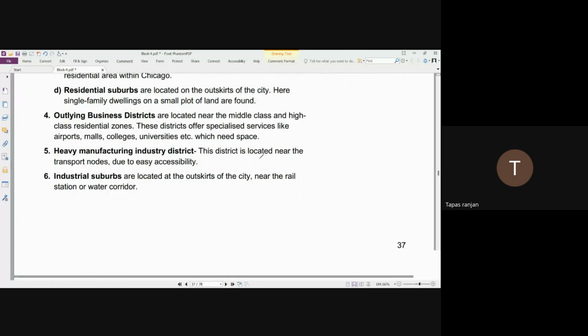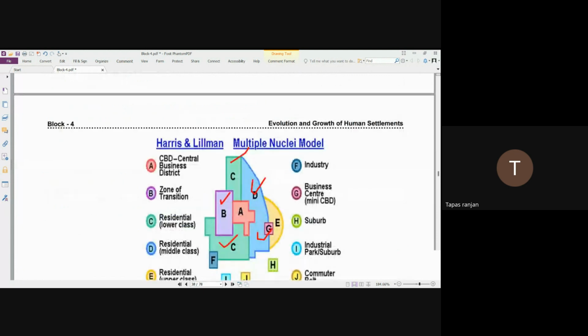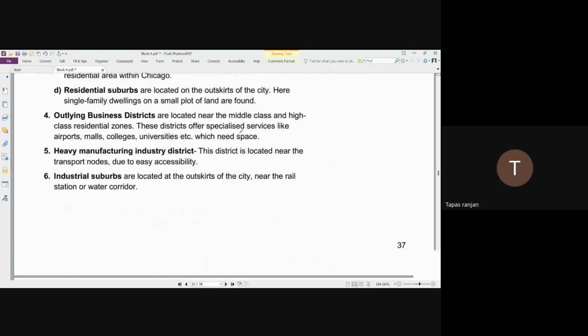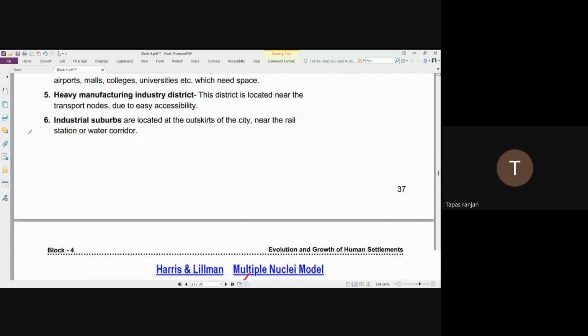Then what is the heavy manufacturing industry district? This district is located near the transport nodes due to easy accessibility. Okay, so you will be seeing it nearby the commuters zone, where roads are connected, and heavy manufacturing and industrial districts will basically be seen there. Then industrial suburbs, these are basically the outskirts of the city, located near the periphery of the urban centers.